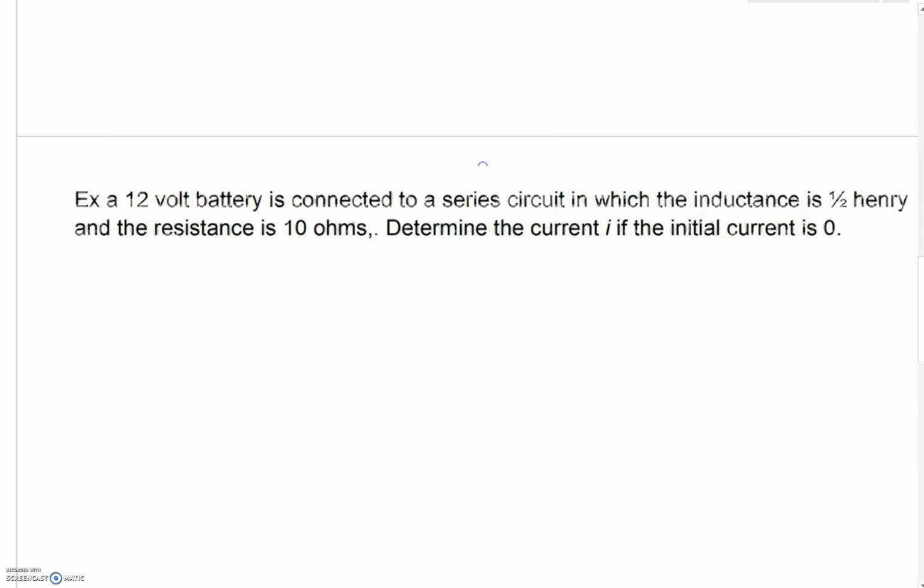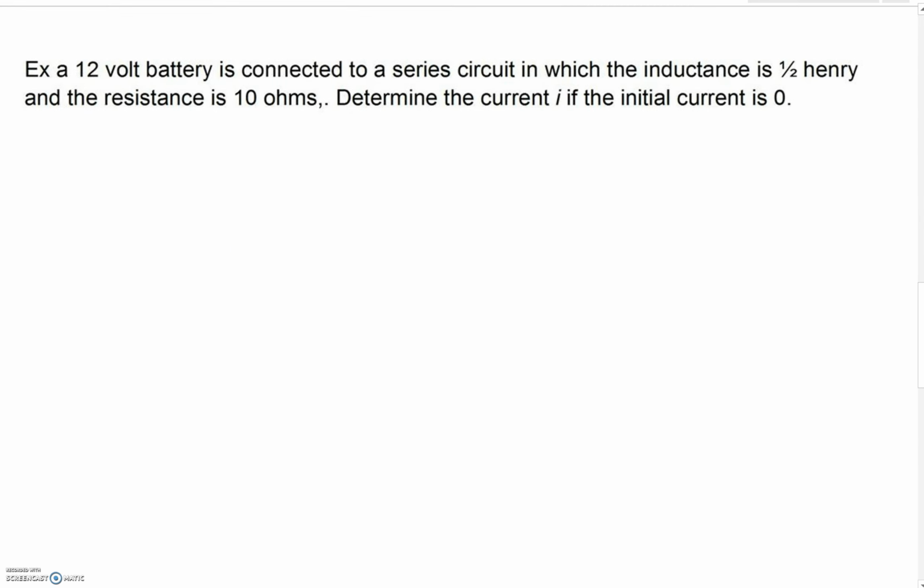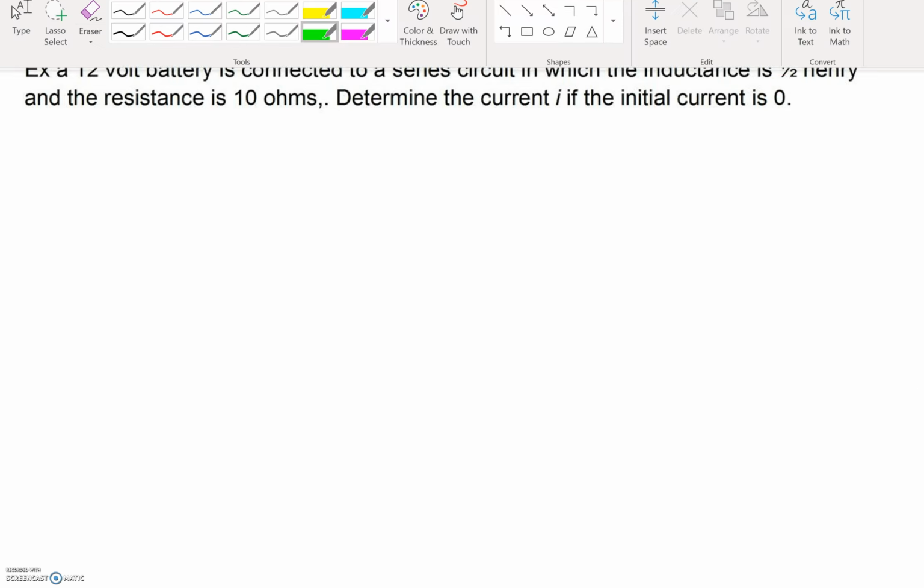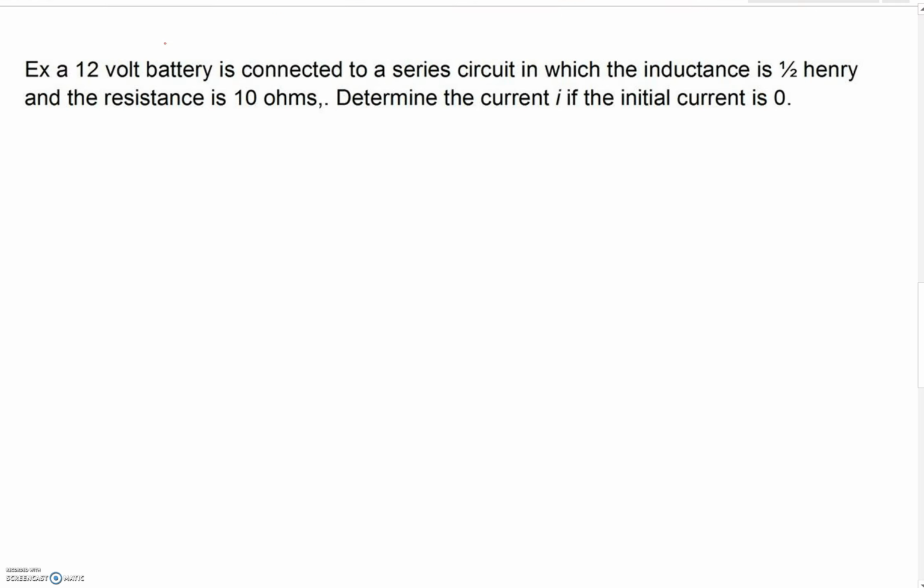So let's jump in and do one example together. It says a 12-volt battery is connected to a series circuit in which the inductance is 1/2 Henry and the resistance is 10 ohms. So determine the current I if the initial current is 0. So this is an initial value problem. They're saying initial current. That means when time is 0, the current is 0.